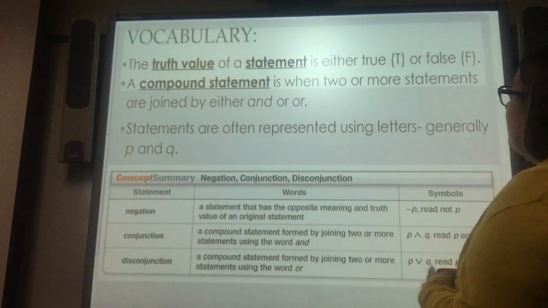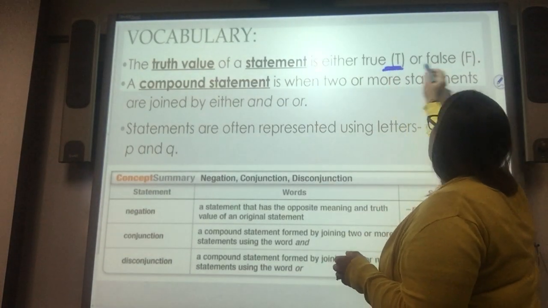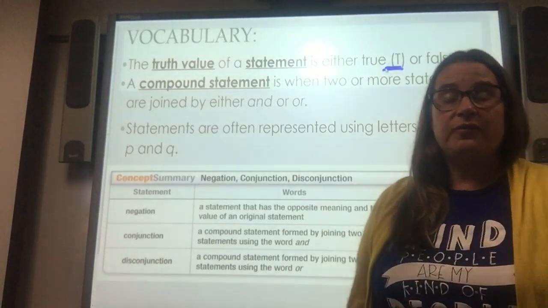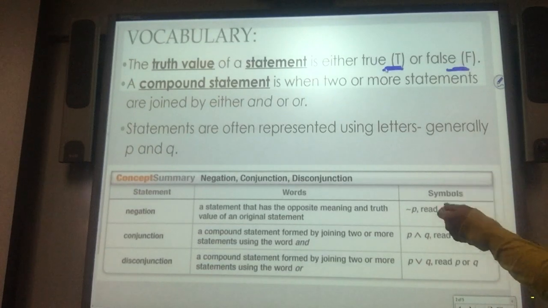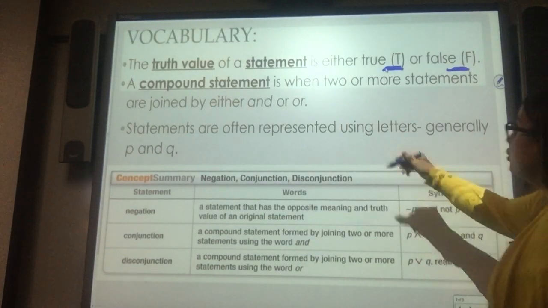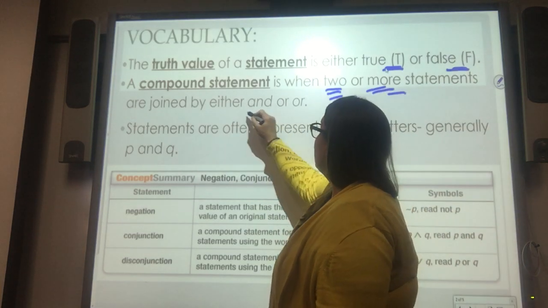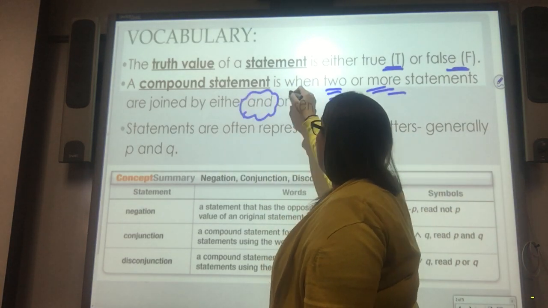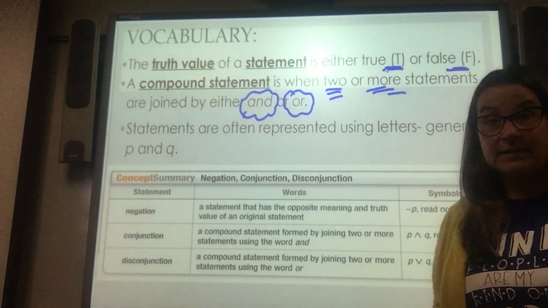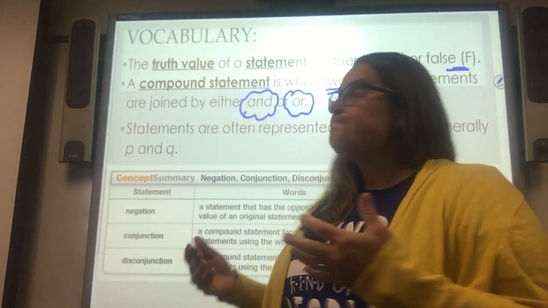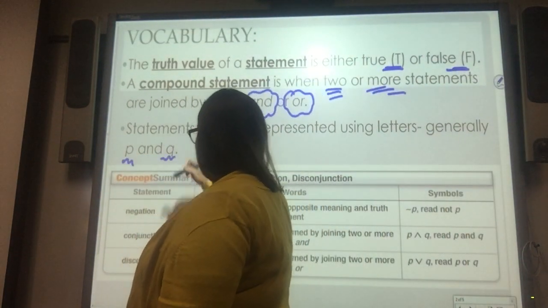So a truth value of a statement is determining whether it is either true or false. That's the truth value. It's either true or it's false. A compound statement is 2 or more statements joined by either and or or. Okay, that's a compound statement. Statements are often represented using the letters P and Q.